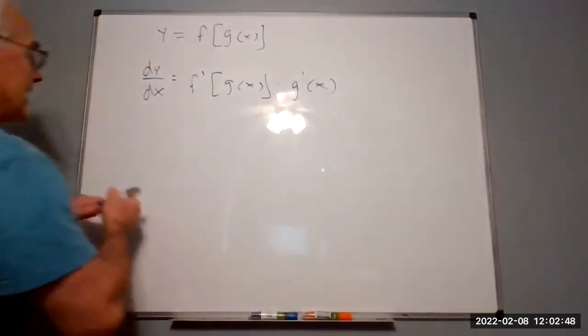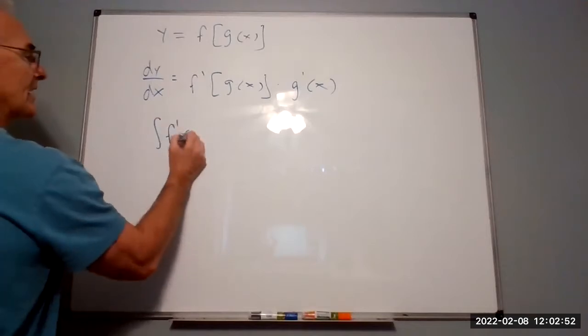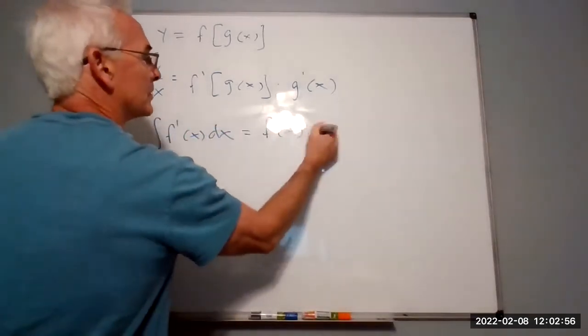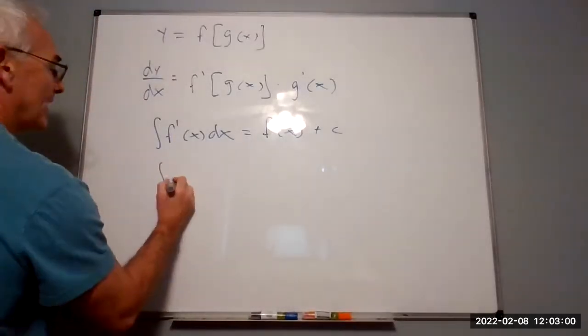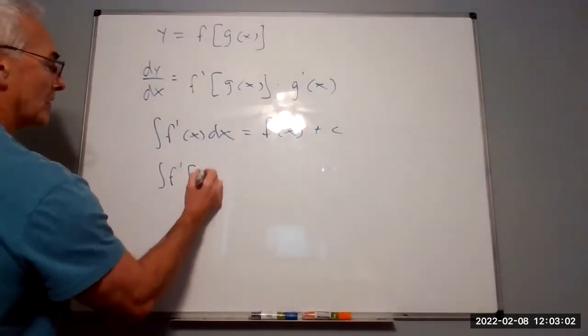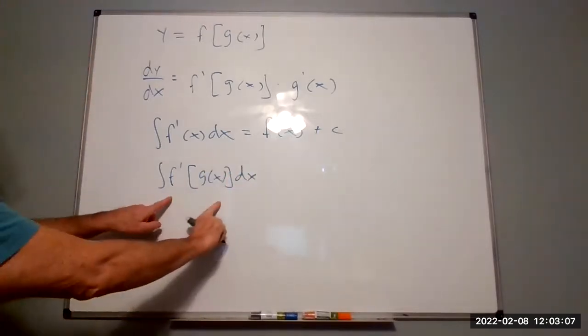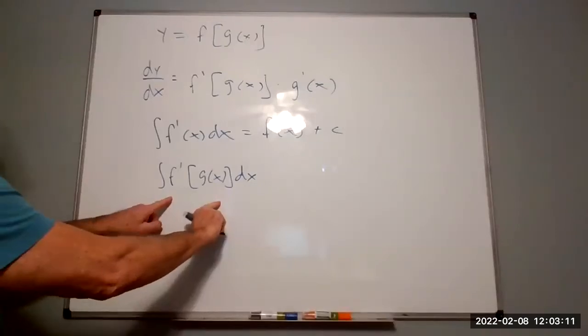I know the following is true. I know that if I integrate f prime of x dx, I'm going to get f of x plus a constant. I know that's true. But what if I want to integrate f prime of g of x dx? Can I integrate this and get an answer? The answer is no.